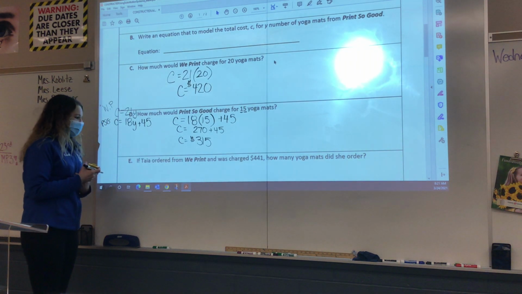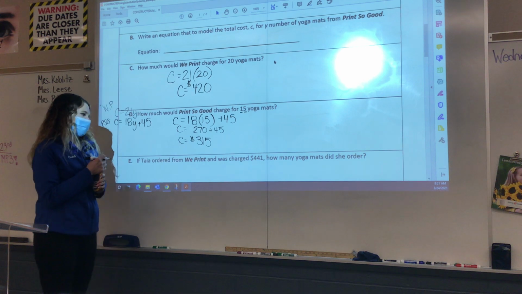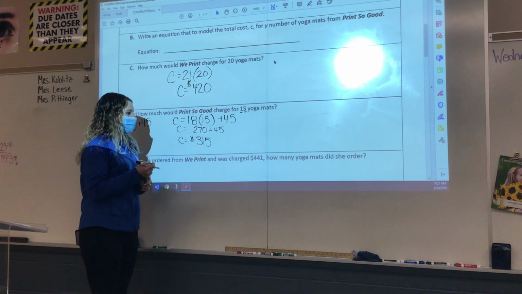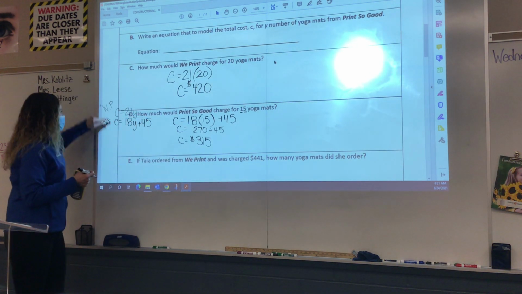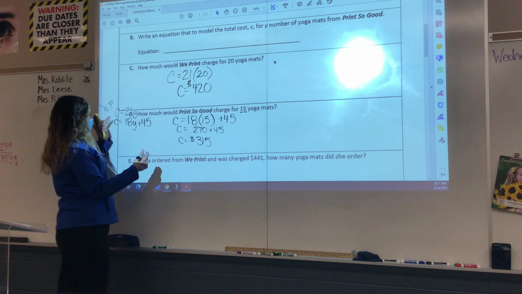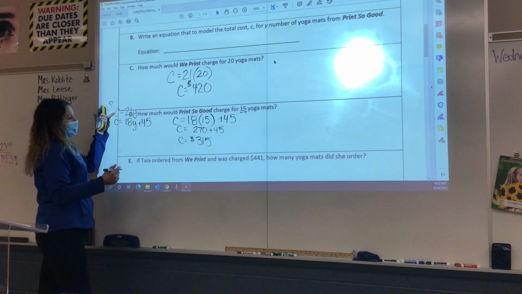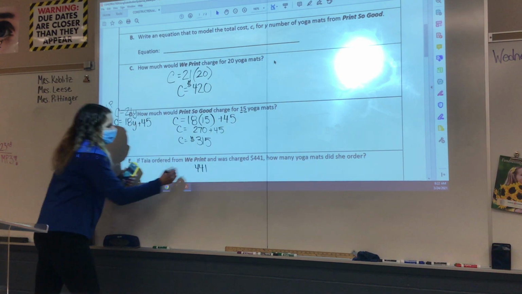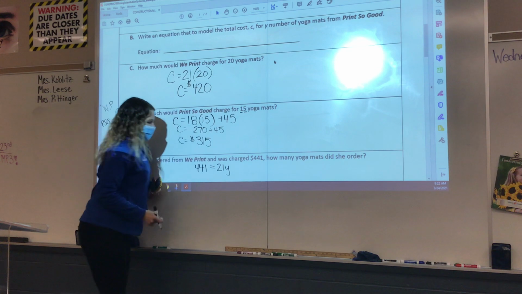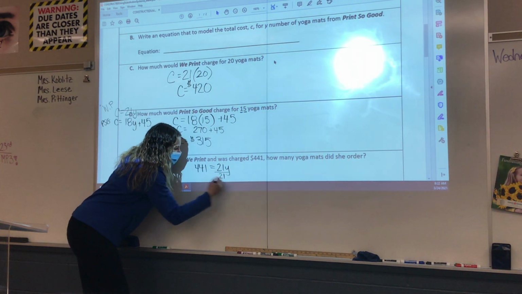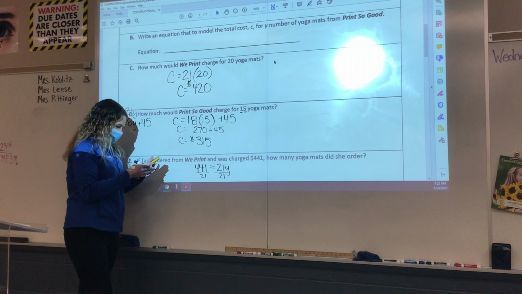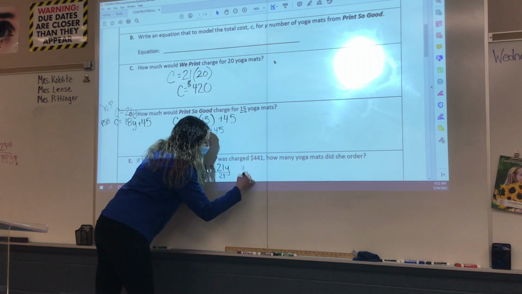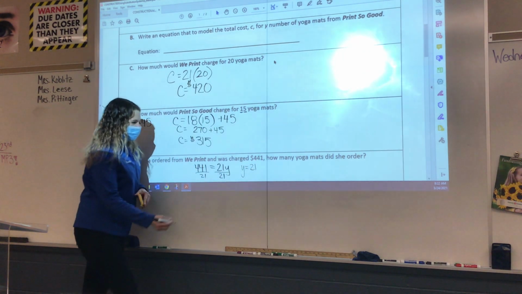Let's look at letter E. If Taya ordered from We Print and was charged $441, how many yoga mats did she order? Well, let's go back to We Print, the first one. We know that the total cost is represented by the C. So we're going to substitute the $441 in for the C and solve backwards for the Y. In order to do that, we have to divide by 21 since each mat is 21. And if you take 441 divided by 21, we find that they made 21 yoga mats.